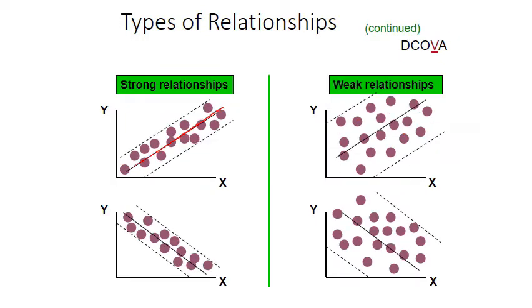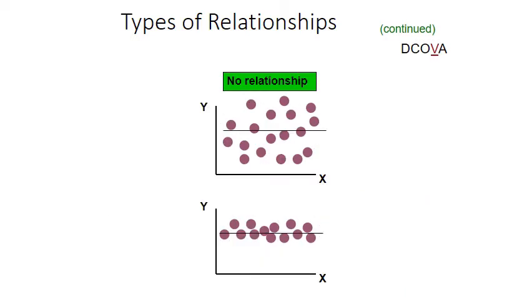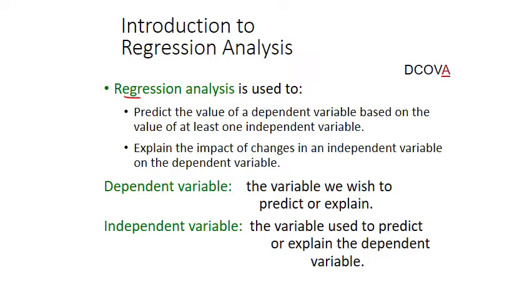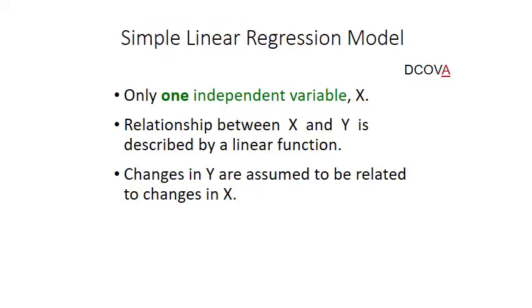This is a strong relationship because most of the points are very close to the line. This is a weak relationship because most of the points are not very close to the line. Here we cannot see any relationship. As I said, regression analysis is used to predict the value of the dependent variable based on the value of at least one independent variable. So we will see how it works.